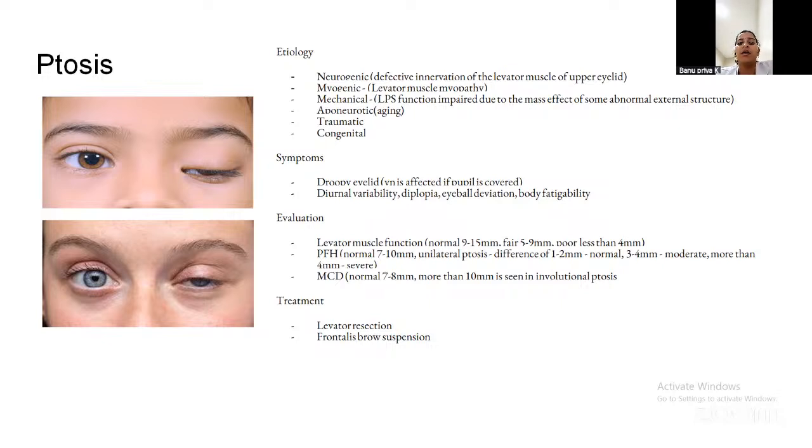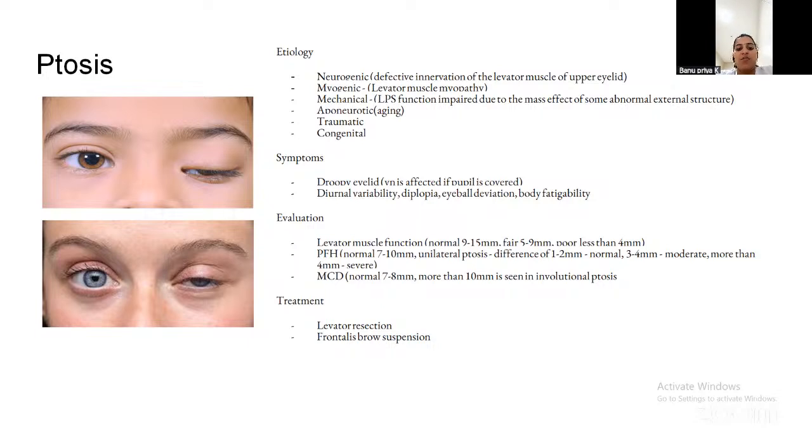Congenital means, here, can you see the upper image? There is no lid crease seen in the upper image, but in the lower image, lid crease is seen. So these are the things which differentiate congenital from acquired. Symptoms are droopy eyelids, and in case of pupil coverage, you'll have defective vision and it could cause diplopia also. And in myasthenia gravis cases, diurnal variability will be seen. So the ptosis will not be the same all during the day. It will be different at different times.